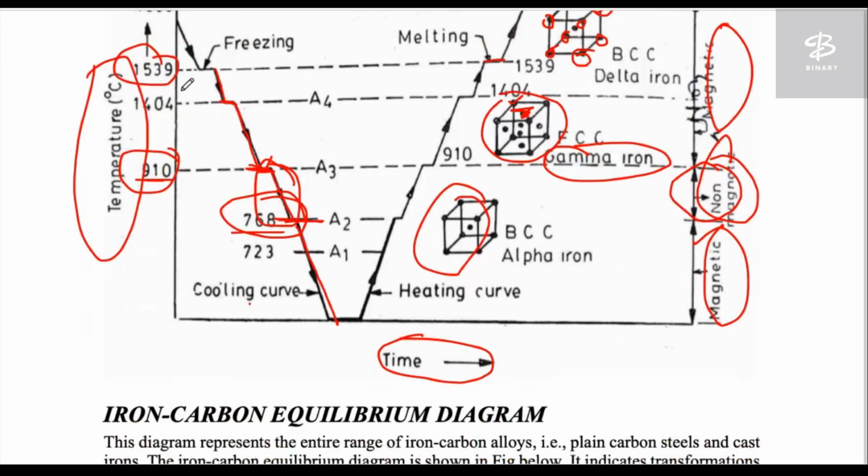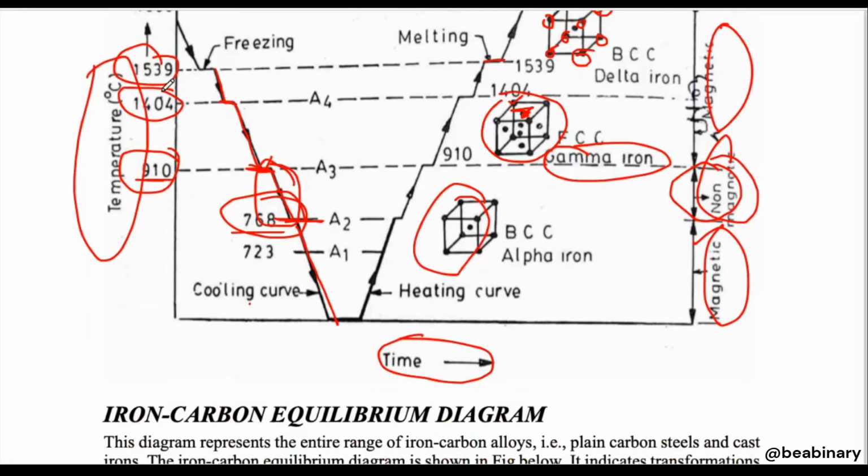Then we come to 1404. Here we have the gamma iron, I mean the conversion of the iron is from beta to gamma, and that would be of FCC nature. First of all it's BCC, now it converts into FCC, and once you have crossed 910, then you reach 768 degrees C.